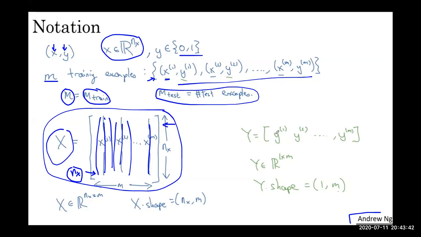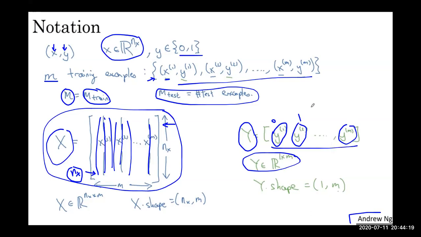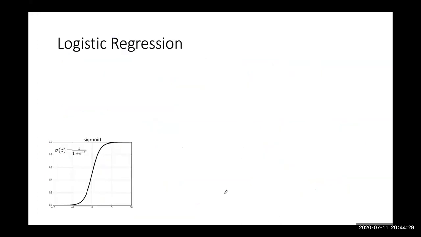And if we put all our labels in one single long vector, it will look like this, and we call that capital Y. Remember, Y is either 0 or 1. So if the first picture is not a cat, this will be 0. The second picture is a cat, this will be 1, and so on, okay? So Y is in R 1 times m because it's one row with m columns, and that's the shape of the Y, and that's the shape of the X, okay? So that's the notation which will be used.